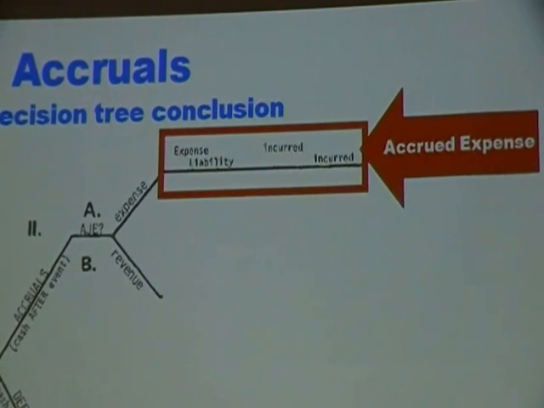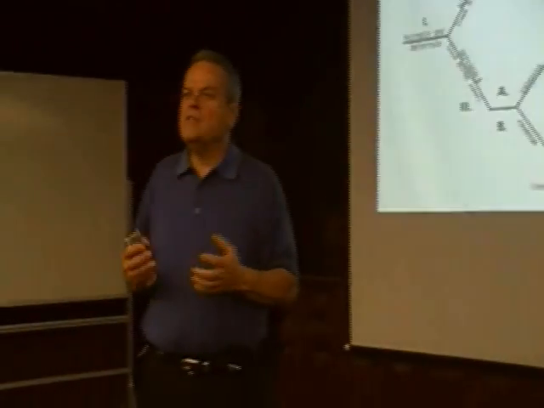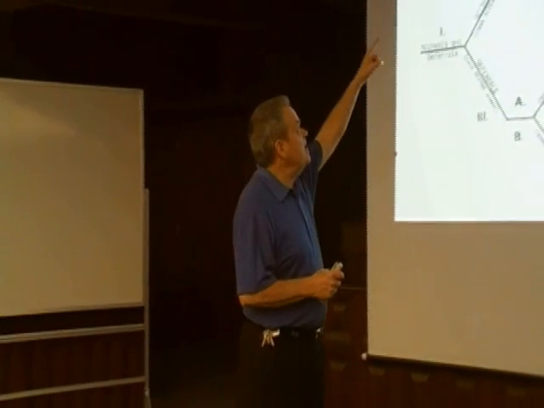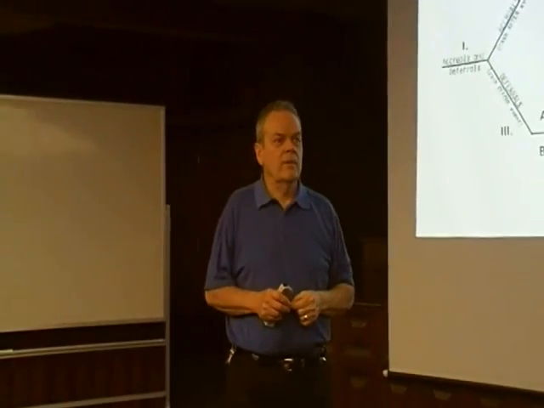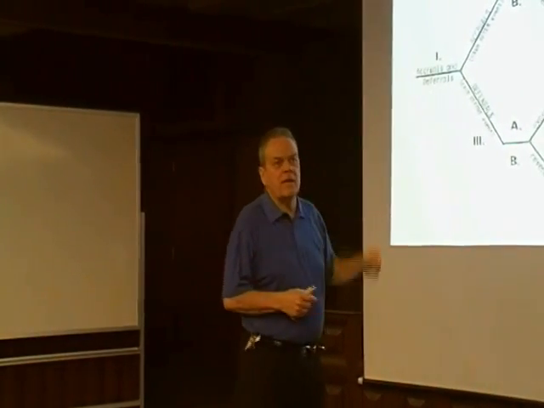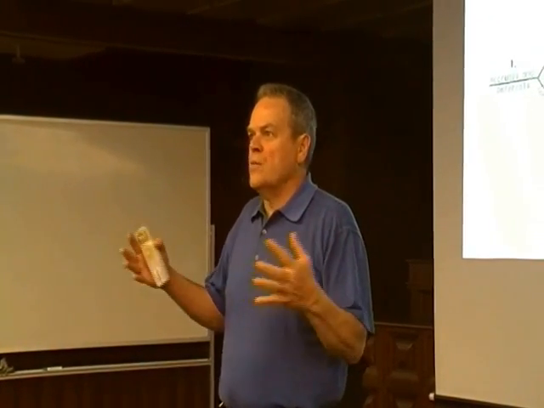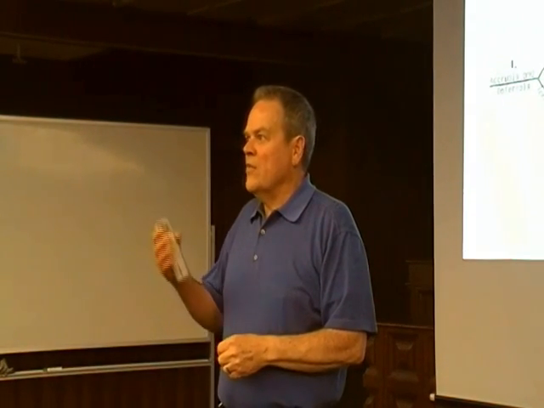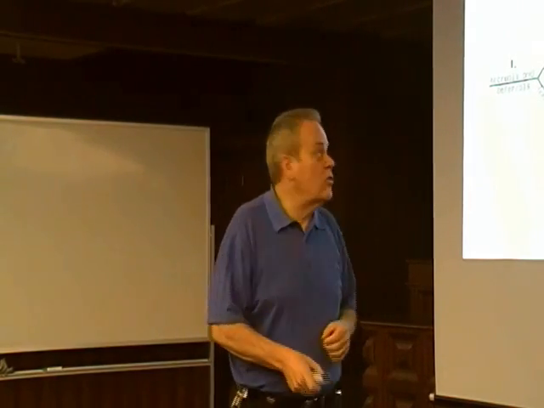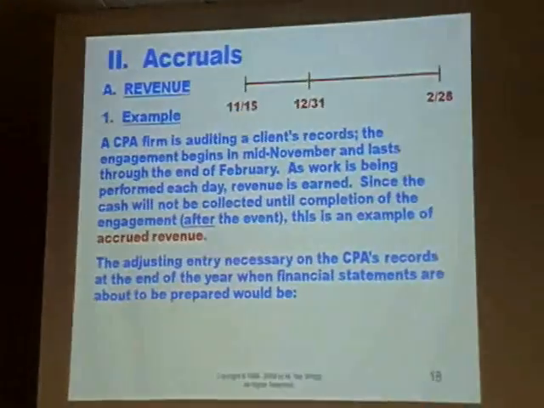Did it work for salaries? Debit salaries expense and credit salaries payable. Sure did. What if it's interest? How about debit interest expense and credit interest payable? That works. How about taxes? Debit taxes expense and credit taxes payable. What I've tried to do is give you a generic description on the decision tree that would fit every possibility like this where there was an accrued expense that needed to be recorded. Accrued expenses.